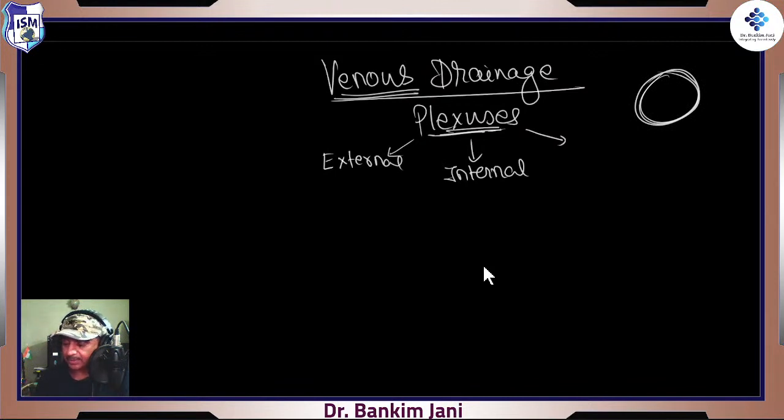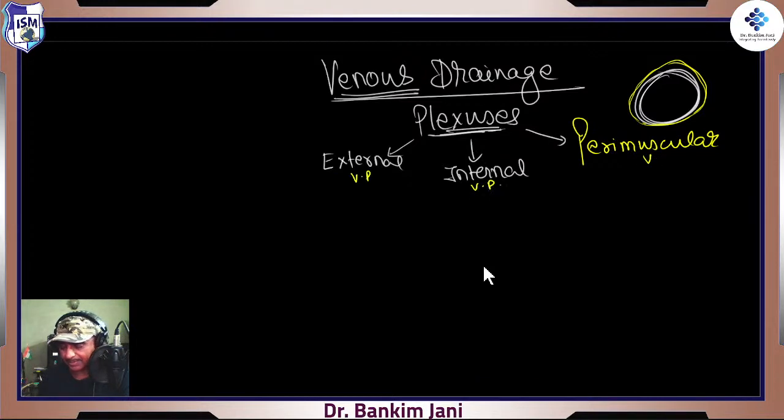So this is surrounding this. The plexus which is formed is called the perimuscular. Perimuscular. All are venous plexus, right? Deliberately, I'm not writing everything. All are venous plexuses. But remember, this is external to the muscular coat, external to the muscular coat of the rectum.